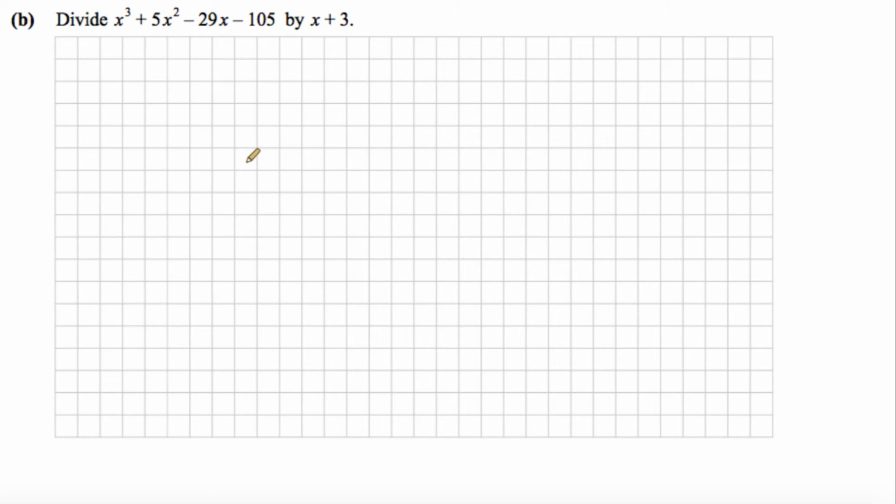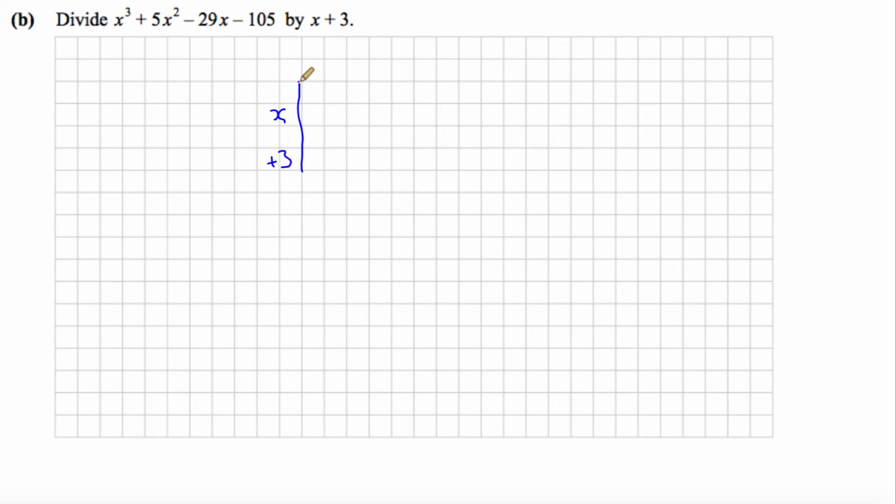Part B says divide x cubed plus 5x squared minus 29x minus 105 by x plus 3. Okay, well there's two methods that you can do for this. There's the long division of algebra, and then there's the grid method. So I'm going to try the grid method in this case. So with the grid method, what we know is that one of the factors is x plus 3. So we have the side of the grid like that.